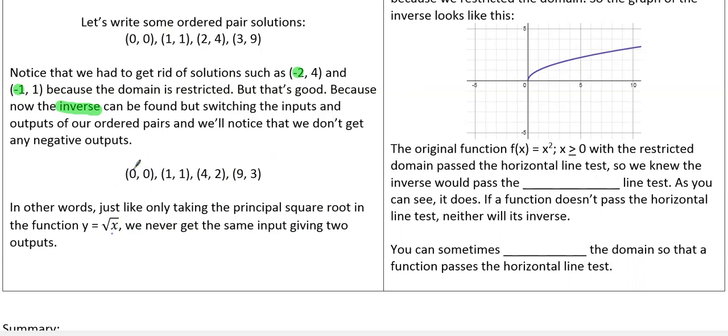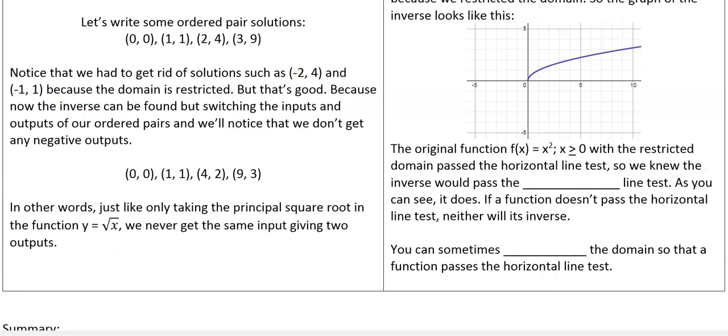So notice, the square root of 0 is 0, the square root of 1 is 1, the square root of 4 is 2, the square root of 9 is 3. What kind of outputs are we not getting? Negative outputs, because we shouldn't when we only take the principal square root. So by restricting the domain on the original function, we are actually setting it up to be its inverse with a square root, where we're only taking the positive root, the principal square root.